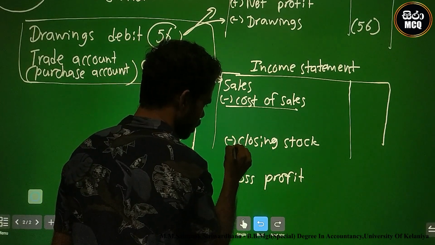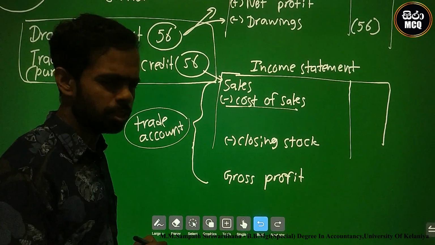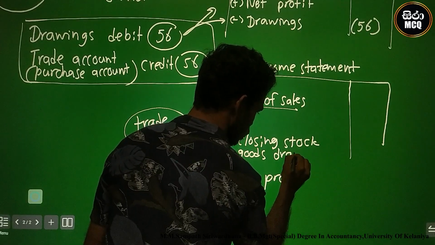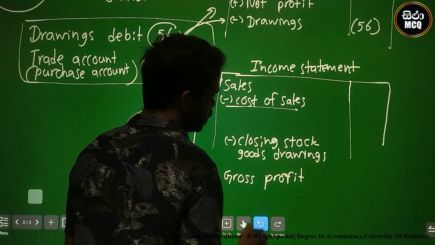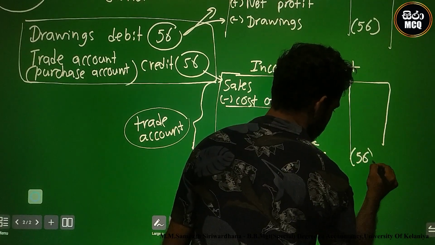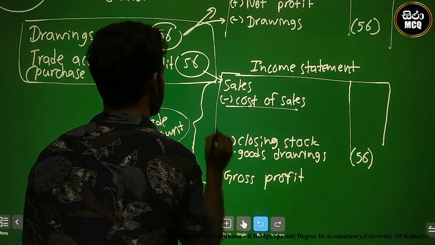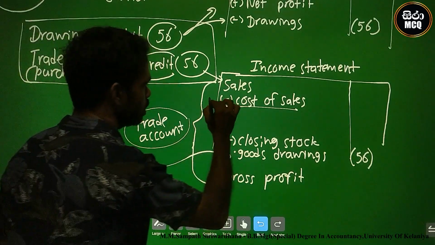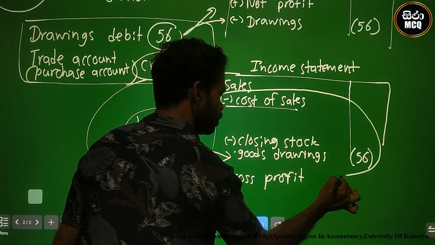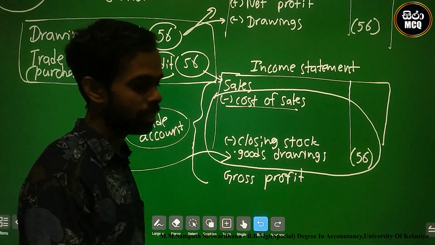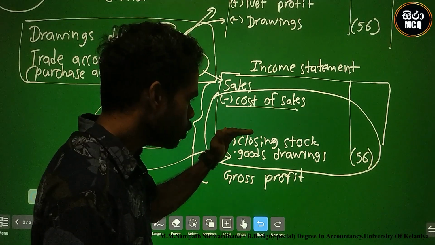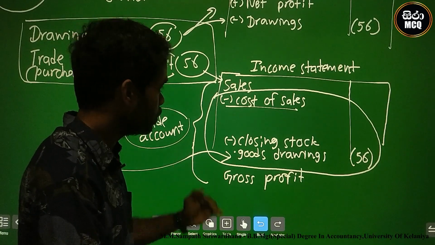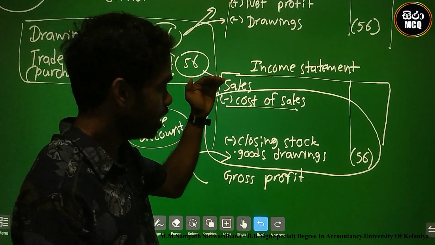After the closing stock, you deduct goods drawings. Which amount? 56. This credit short is related to cost of sales. At this time, this short clearly impacts gross profit. Why? Gross profit is calculated using cost of sales and sales.